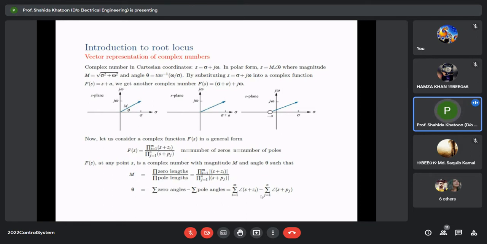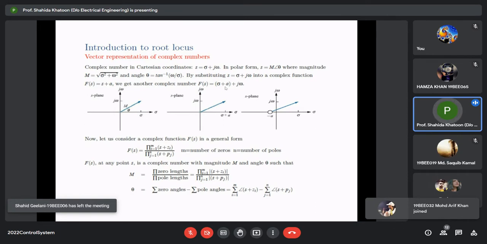Suppose we take a complex number in Cartesian coordinates, s equal to sigma plus j omega. In polar form, it can be written as M angle theta, where M is the magnitude given by the square root of sigma square plus omega square, and theta is the angle given by tan inverse omega upon sigma. Now substitute s as sigma plus j omega into a complex function F(s) equal to s plus a. So you get sigma plus a plus j omega, because s is sigma plus j omega, and if you take the real terms together, you will get this term.